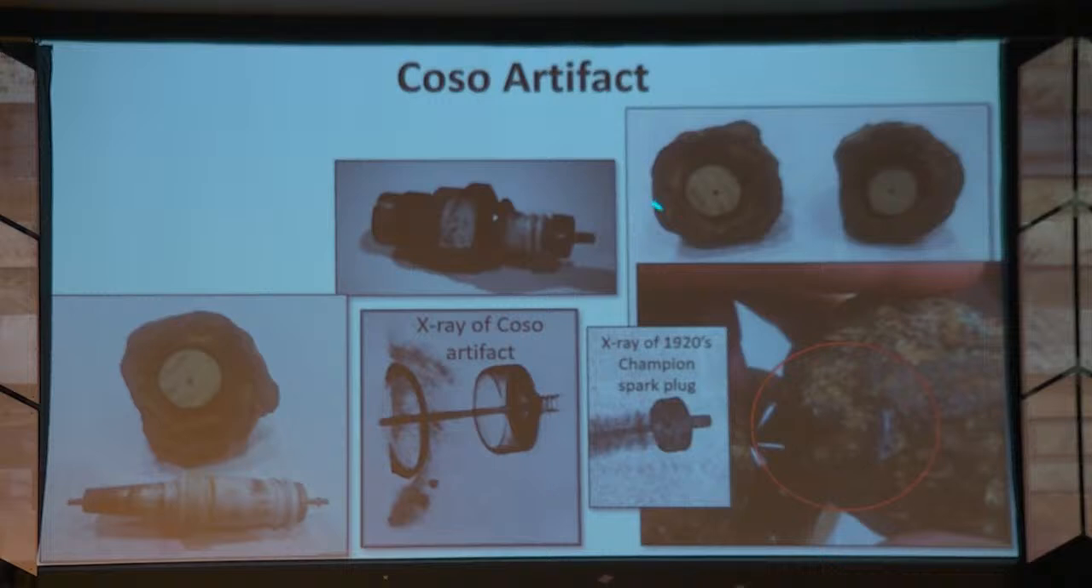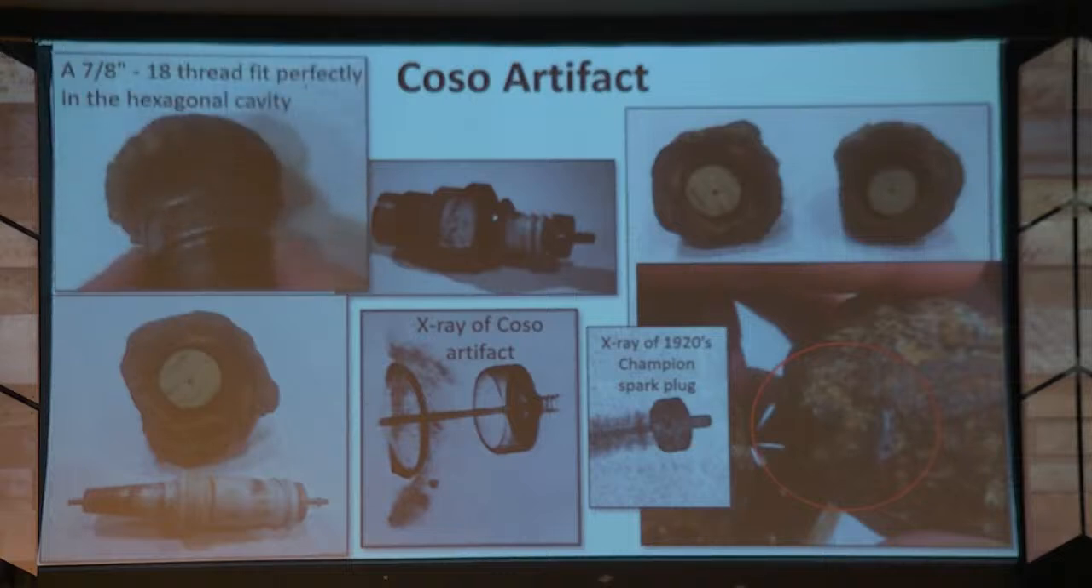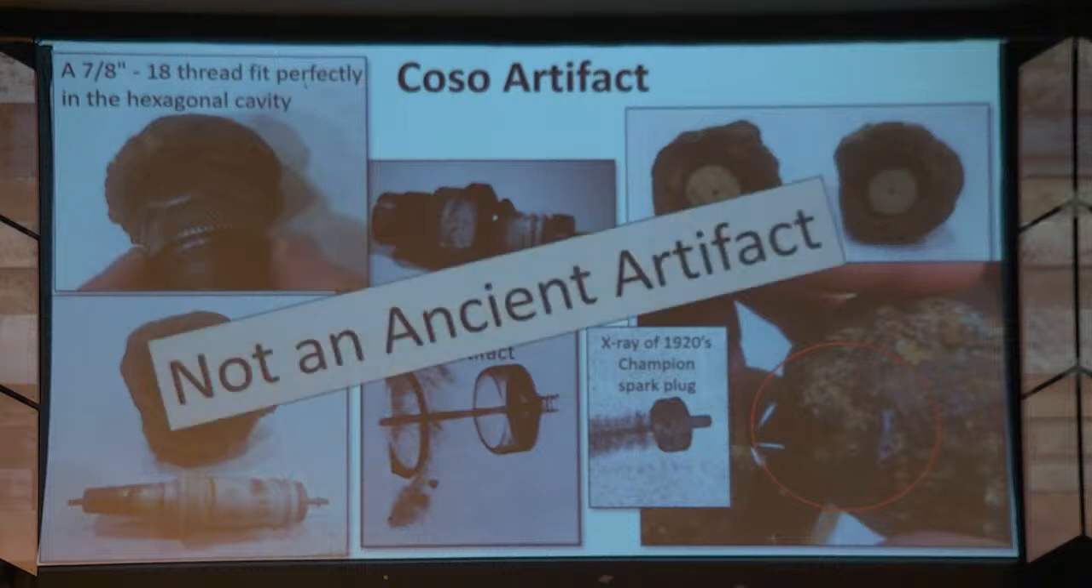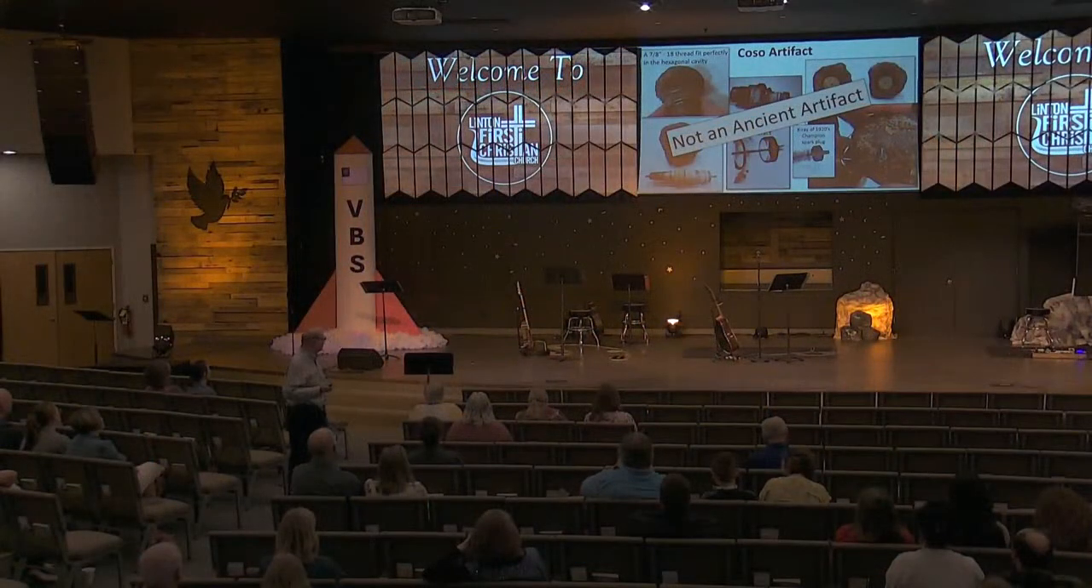Now, it is encased in rock, and we do know that rock and minerals, under the right circumstances, can form very quickly. Sometimes our evolutionary friends might dispute that, but when they're shown something like this, they have to agree to that. Another interesting thing is here's a 7/8 inch thread that fits perfectly in the hexagonal cavity. But anyway, the Coso artifact, I'm saying, is probably not an ancient artifact. I think that was probably a spark plug from the 1920s. But let's go on and see if we can find any more.